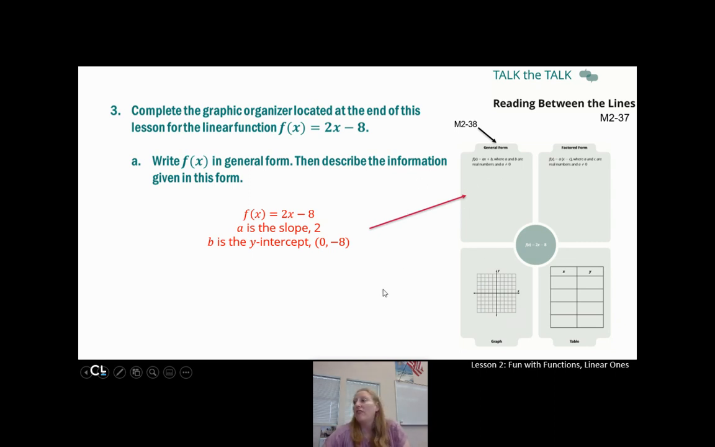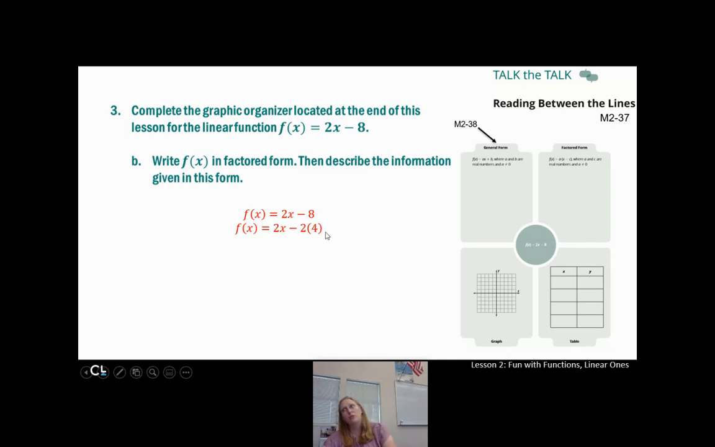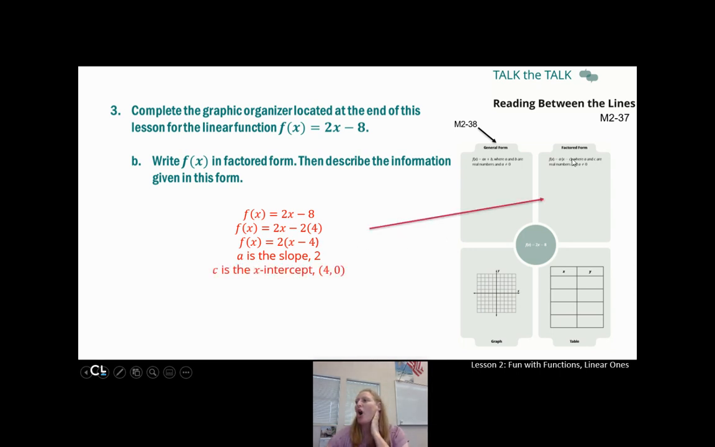Part B wants the factored form. Fine. I knew I could factor out a 2. I can rewrite 2x as 2 times x, and I can rewrite negative 8 as negative 2 times 4, which makes it a little easier. If I factor out the 2, I get 2 times x minus 4. Yay. Again, I know that a is my slope, which is 2. And I now know that c is 4, and that's my x-intercept. So I put all of this in this chunk of my graphic organizer because it was big enough to see. Again, I'm not going to show you the graph or the table, but if you're feeling a little extra, you totally could have put those over in here.